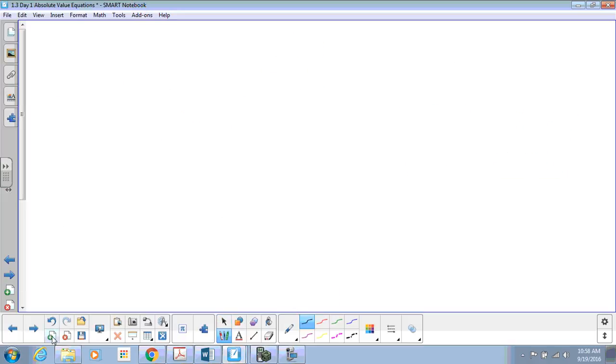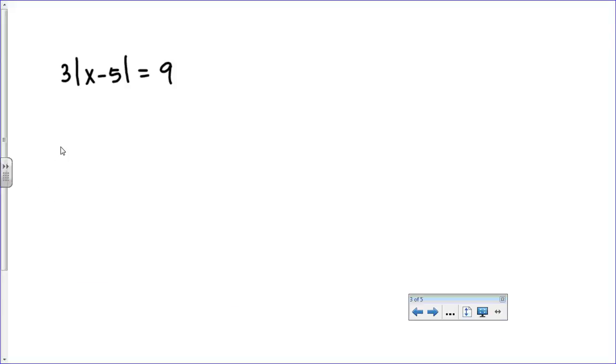So let's practice. Okay, absolute value bars also are not parentheses. They do not work the same as parentheses. So the distributive property does not apply to absolute value. It is incorrect to do this. You cannot distribute inside absolute value.